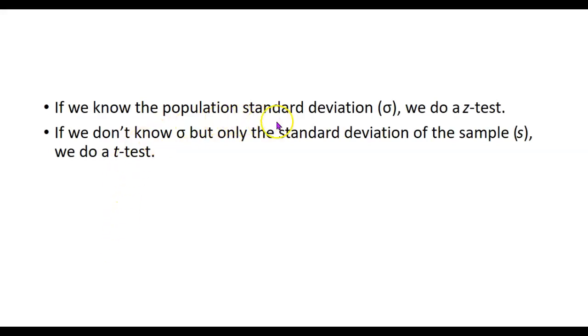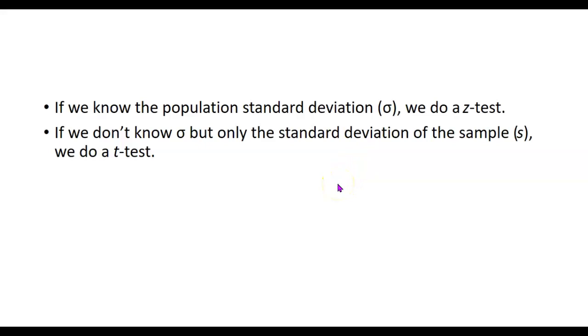If we know the population standard deviation, we will be doing a z-test. That's section 8.2. If we don't know the population standard deviation, but only the standard deviation of the sample, then we'll do a t-test, and that will be section 8.3. And they will be similar.